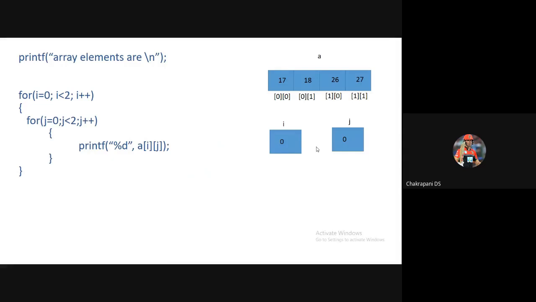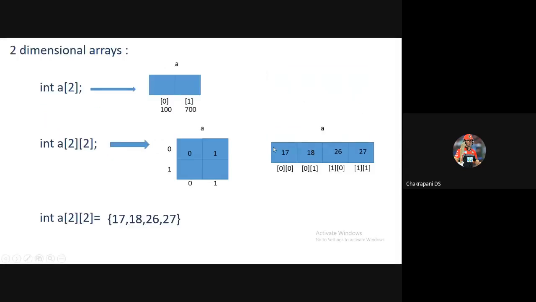How to print the elements which are stored here? That is very important. Let's see how to print the elements which are stored in a two-dimensional array. How do you print the elements which are stored in a single-dimensional array? Of course, you are going to use a for loop. You are going to use a for loop. So how do you print elements stored in a two-dimensional array? Let's see that.